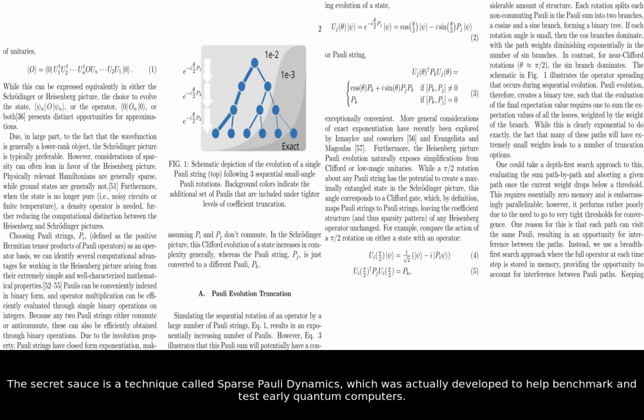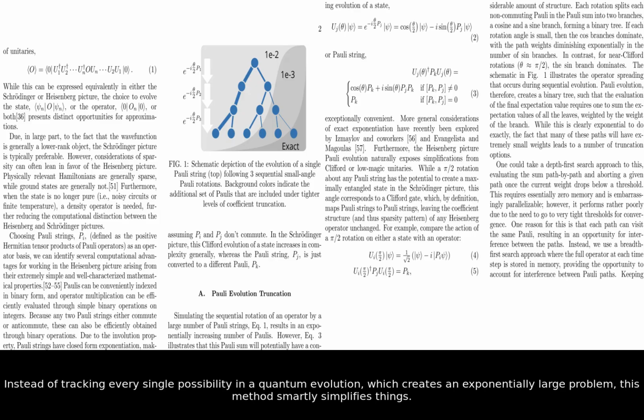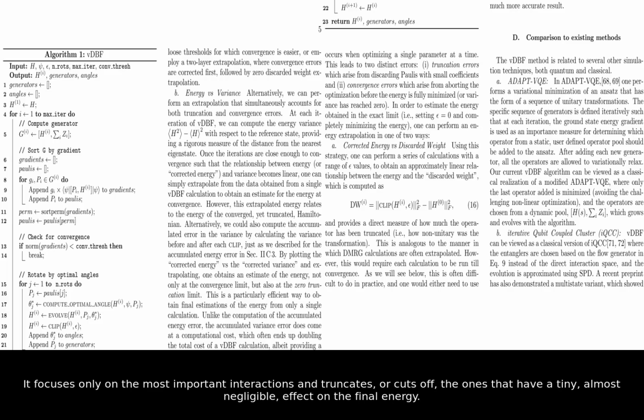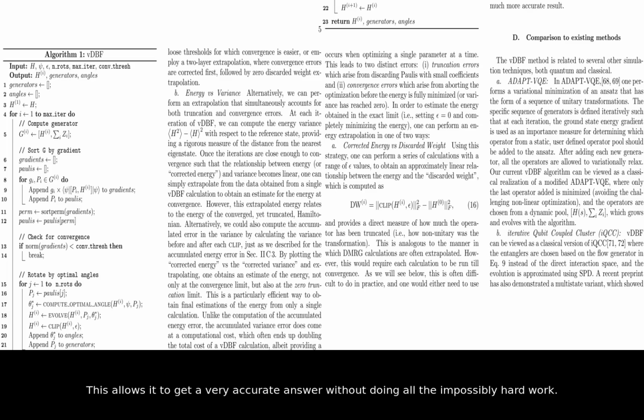The secret sauce is a technique called sparse polydynamics, which was actually developed to help benchmark and test early quantum computers. Instead of tracking every single possibility in a quantum evolution, which creates an exponentially large problem, this method smartly simplifies things. It focuses only on the most important interactions and truncates, or cuts off, the ones that have a tiny, almost negligible, effect on the final energy. This allows it to get a very accurate answer without doing all the impossibly hard work.